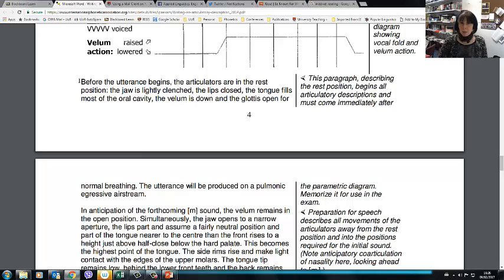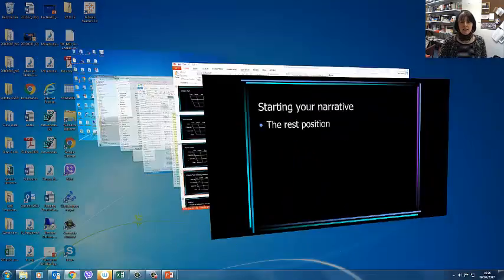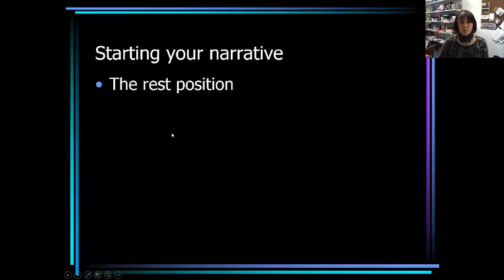Before the utterance begins, the articulators are in the rest position. The jaw is lightly clenched, the lips closed, the tongue fills most of the oral cavity, the velum is down, and the glottis open for normal breathing. The utterance will be produced on a pulmonic egressive airstream. So that's it. That's how you start. That is our rest position.